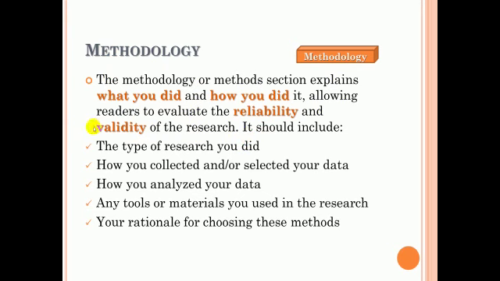It should include, number 1, the type of research you did, how you collected and or selected your data, how you analyzed your data, any tools or materials you used in the research, your rationale for choosing these methods. So we have a number of things that you have to talk about in your methodology section.